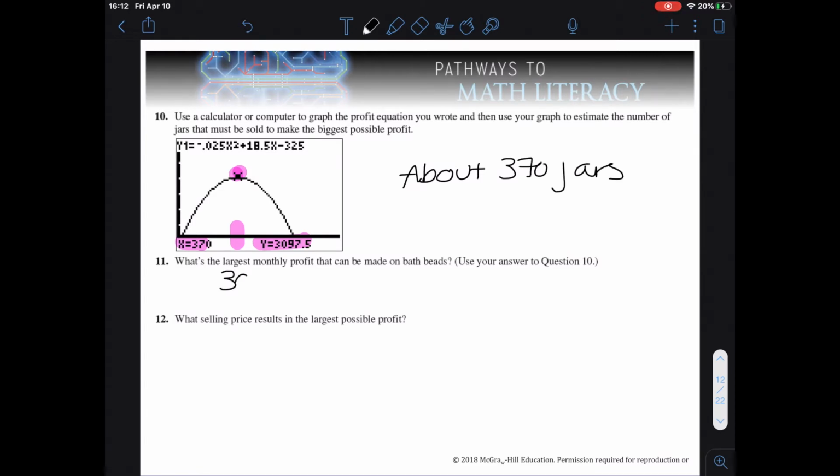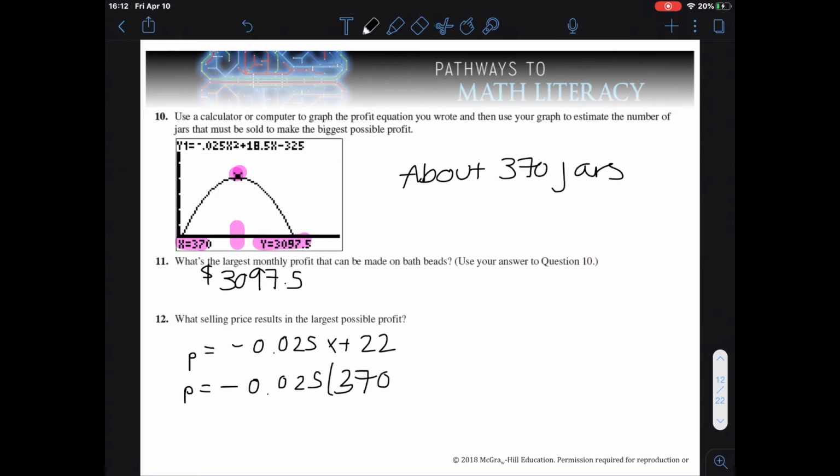And the largest profit would be 3,097.5. So if we want to see what price we should put on our jars, remember that the price, which was little p, was equal to negative 0.025x plus 22. The price for 370 jars would be $12.75 per jar. So if we want to maximize our profit, we better charge $12.75 per jar. Okay?